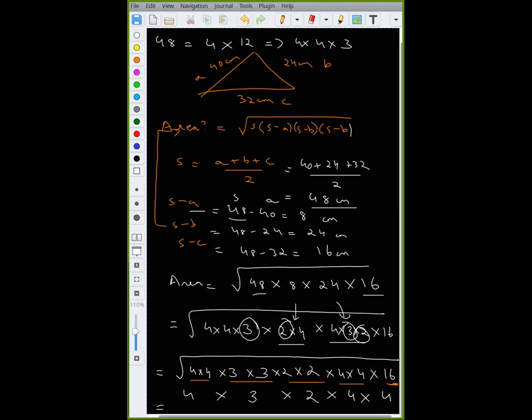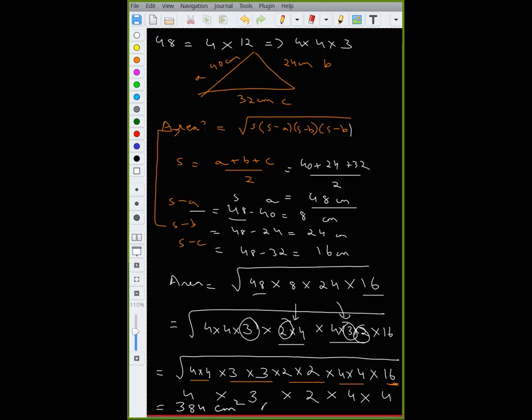4 3s are 12, 12 2s are 24, 24 into 4 is 96, 96 into 4 is 384. So 384 centimeters square. That's the answer. Right?